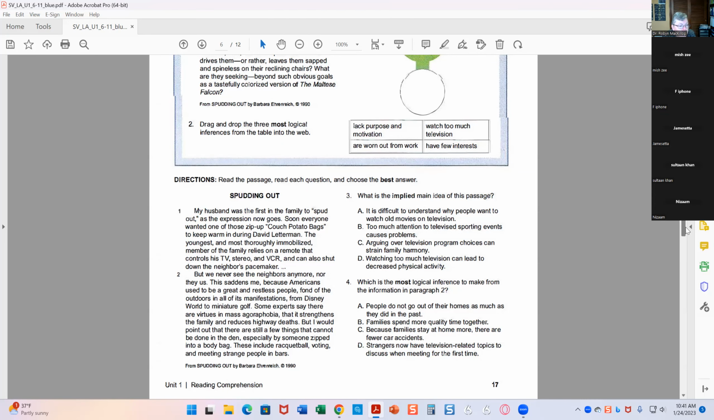There are virtues in mass agoraphobia. Agoraphobia is a fear of being around other people or fear of outdoors. People who are agoraphobic stay inside. They don't socialize. That it strengthens a family and reduces highway deaths. So perfect. It increases family time. Nice. What'd you think of those?